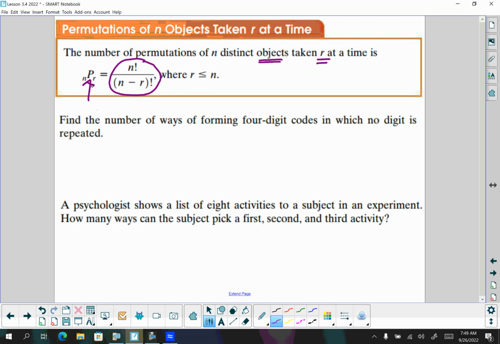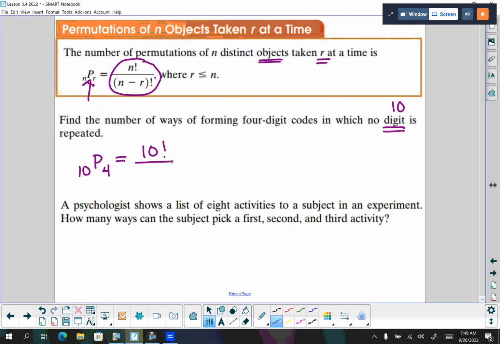Okay, it says, find the number of ways to form a 4-digit code in which no digit repeats. Because we're talking about digits, how many options do we have? How many digits are there? 10. So this is a 10 choose 4 situation. We're trying to figure out the number of ways that we can order those. Using the formula, it's going to look like 10 factorial over 10 minus 4 factorial, which is 10 factorial over 6 factorial.